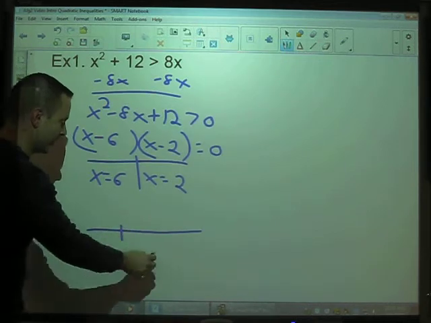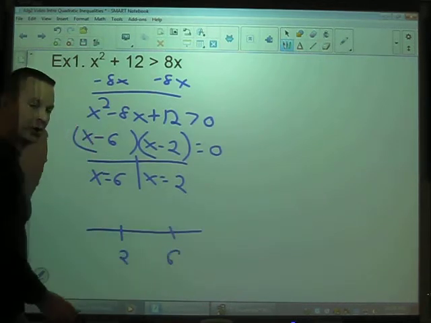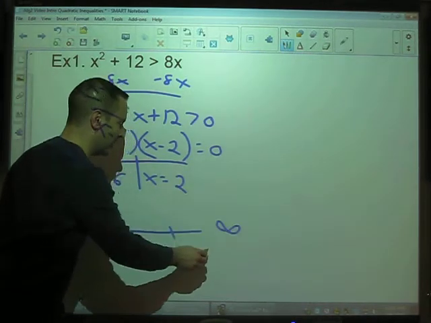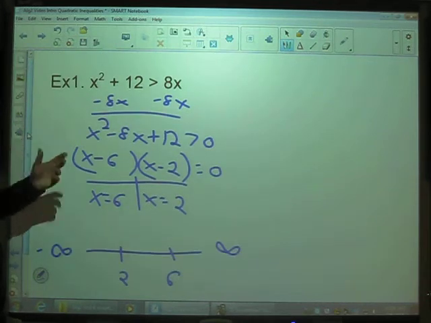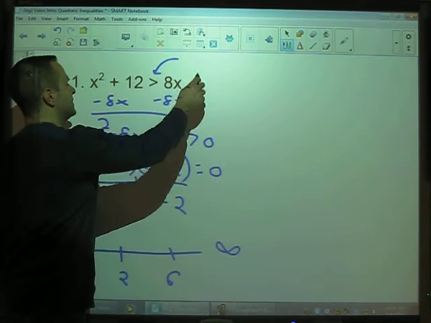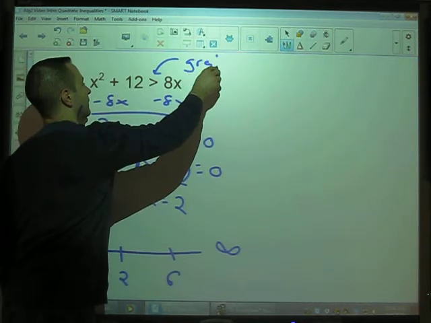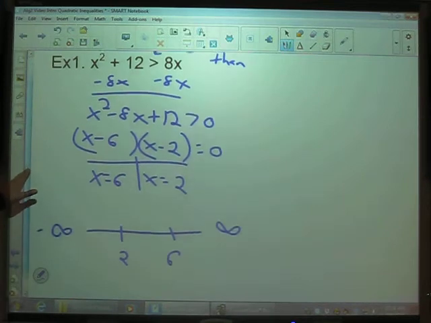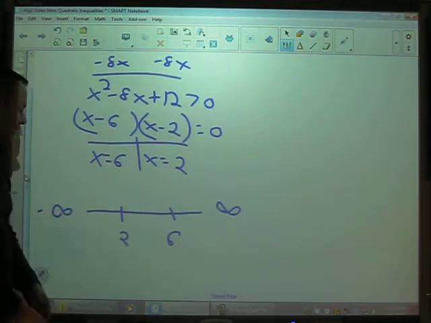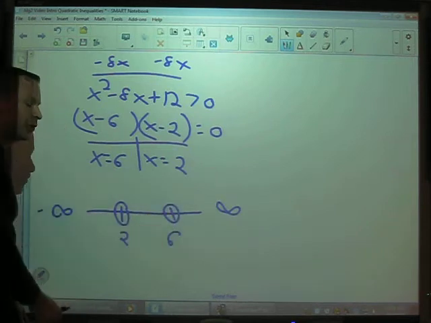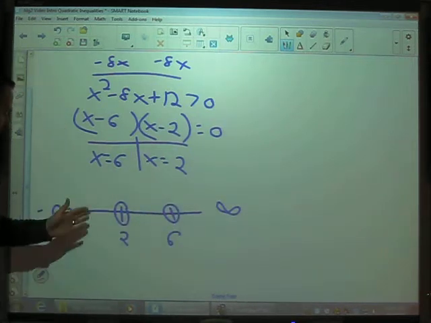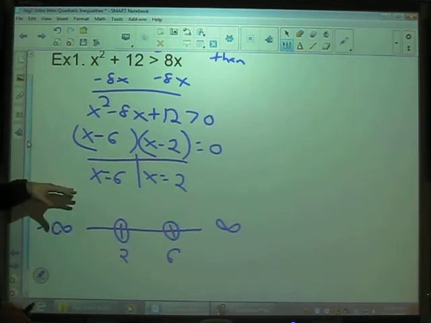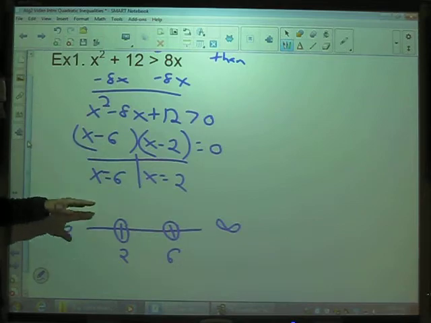So always least to greatest. So the 2 goes here, the 6 goes there, and I like to put -infinity on the left and +infinity on the right. When I look back at the inequality symbol, I notice this is saying greater than. So therefore, since it's just greater than, once again, I'm not going to fill in these circles. I'm going to leave them open. But now we have our 3 sections that we're going to need to test here.